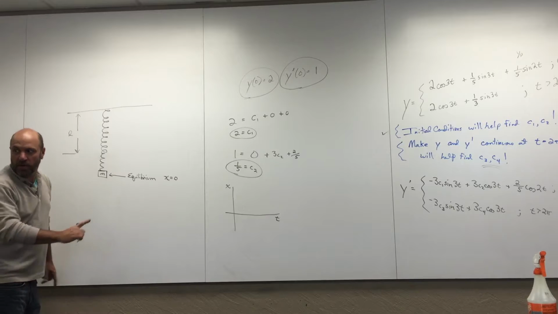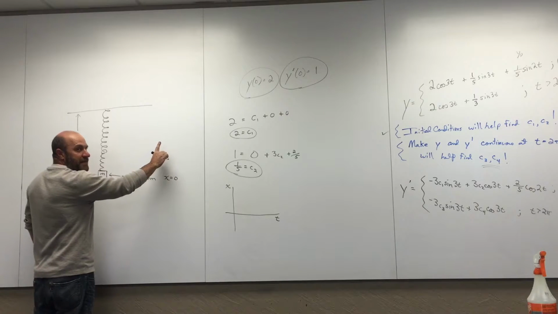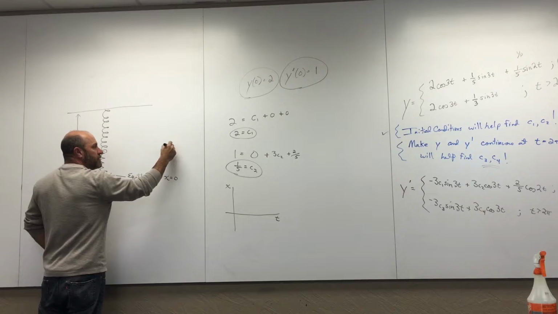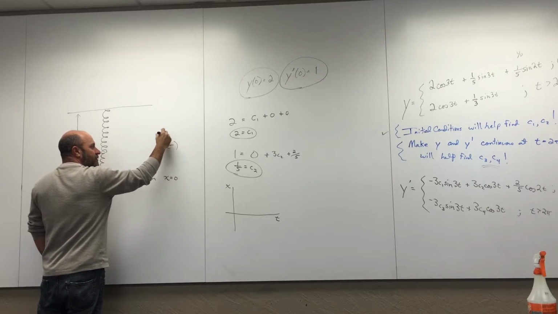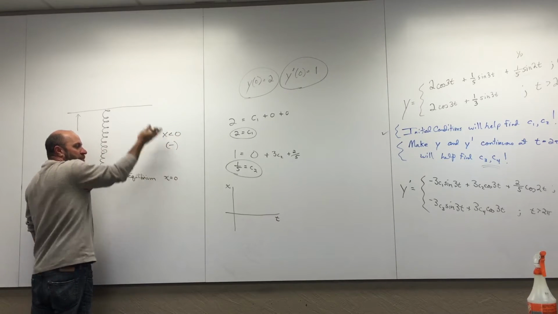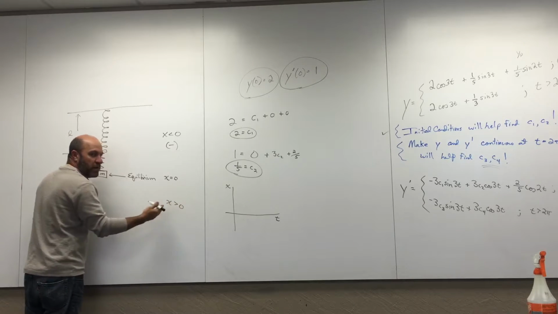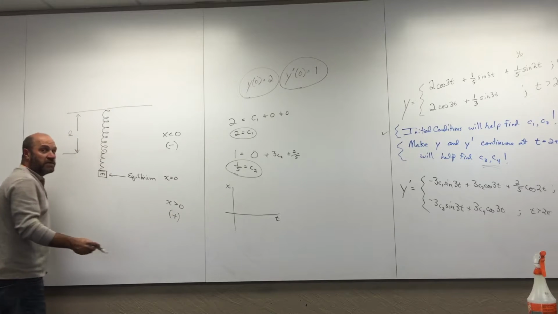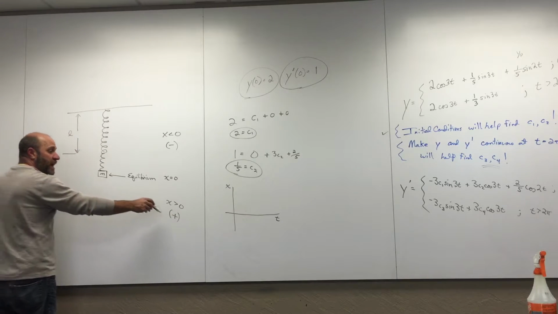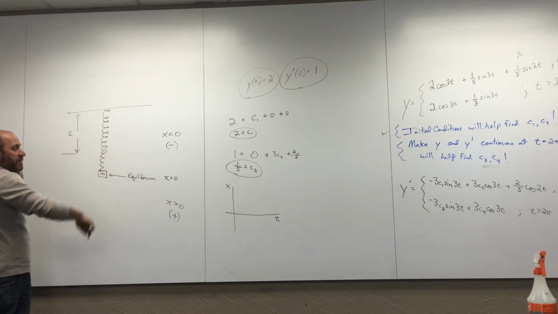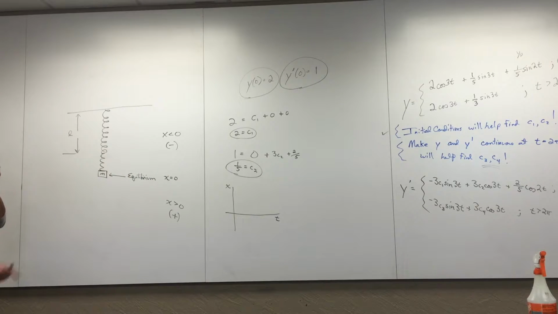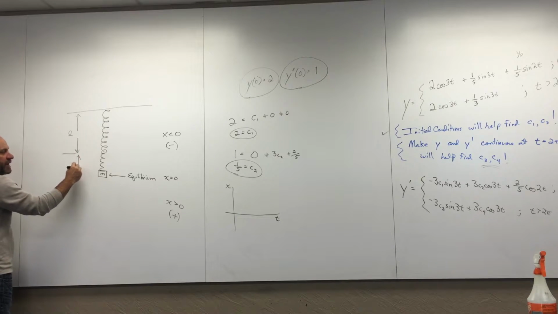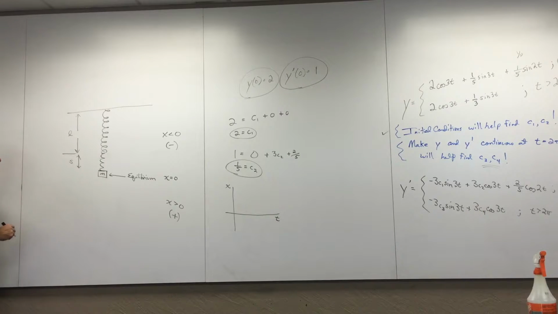Here's the other thing. We're going to call above equilibrium negative, so x is less than 0 above that, and x is greater than 0 below that. Down is positive in these problems. We did that once with our skydiver problem. Down is positive, up is negative above equilibrium here. When I hung this mass on here, it got stretched a little bit. That distance it got stretched, I'm going to call S.